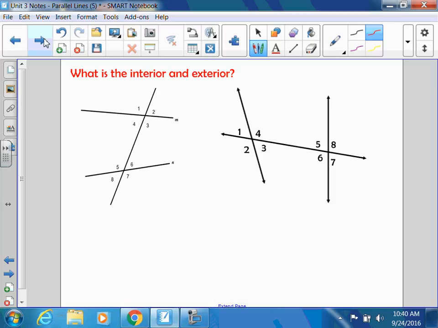First of all, we're going to talk about interior and exterior. What is an interior angle? Well, it's the angles that are on the inside of the two lines. Those are interior. So all the angles I just circled are the interior angles. What are the exterior angles? That would be this, 1 and 2, 8 and 7, 1 and 2 here, 8 and 7 here. Those are the exterior angles.